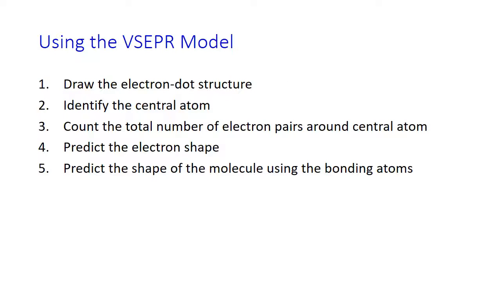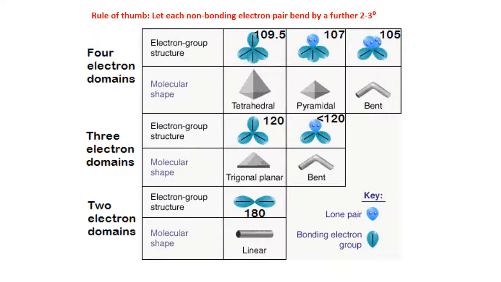If you use the VSEPR model, this is how I would recommend it in 5 simple steps. The first thing you do is draw the electron dot structure and identify the central atom. Count the total number of electron pairs around the central atom, then predict the electron shape from that, because you want to reduce the amount of electron repulsion. Then predict the shape of the molecule using the bonding atoms. This chart will help you, I hope, predict what the shapes are based on how many non-bonding and bonding pairs you have.